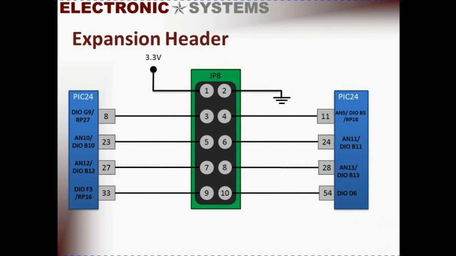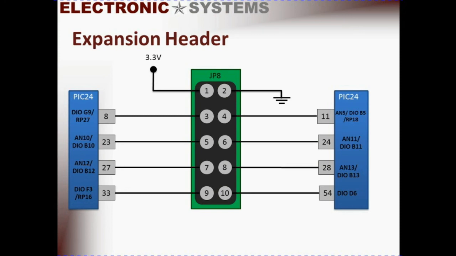This slide is the expansion headers on the NESI board. JP8 is the general purpose expansion header interface. This allows you to connect external modules and peripherals, and also external sensors, for instance. On pin 1 is 3.3 volt power output, and on pin 2 is the ground reference.